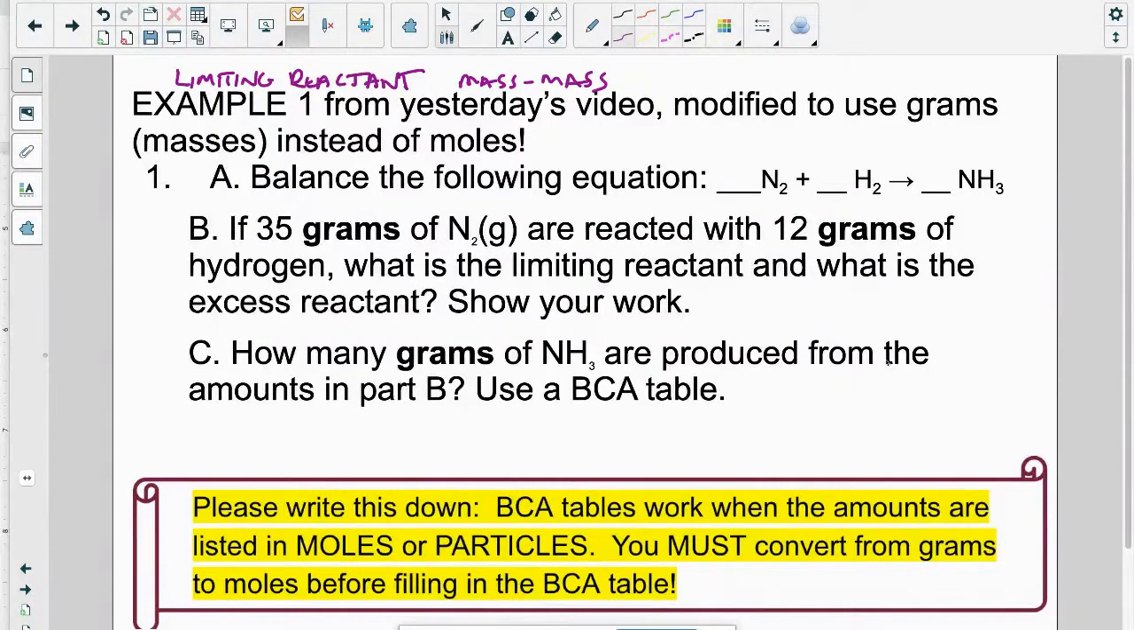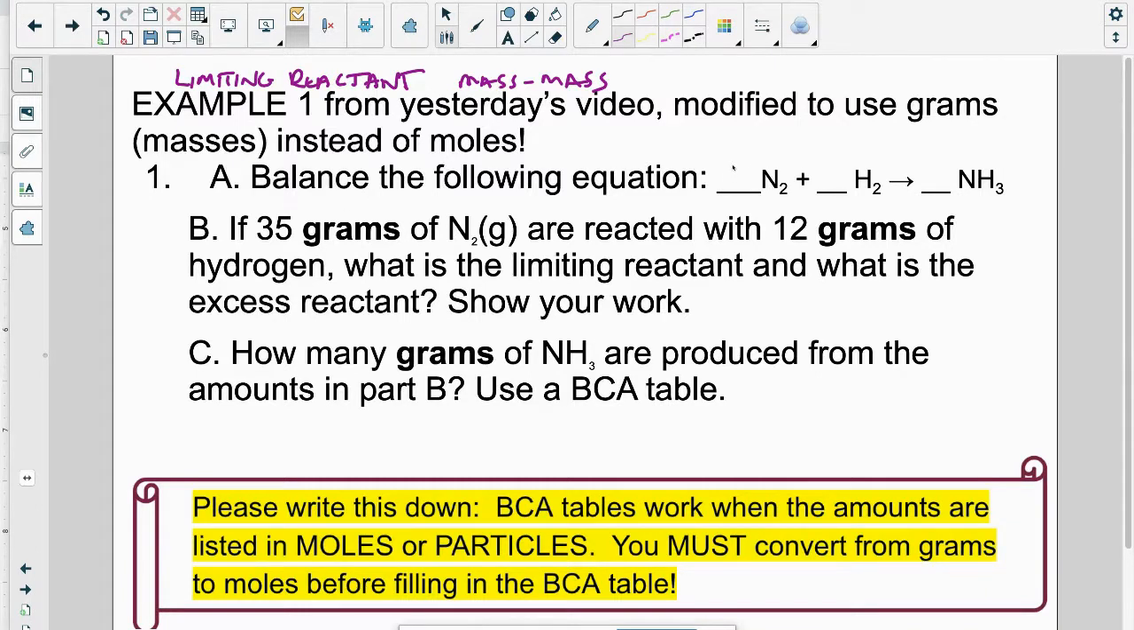Hi, Honors Chem students. I'm going to go over how to solve a limiting reactant mass-mass problem. So this is example 1 from yesterday's video, except that it uses grams instead of moles.